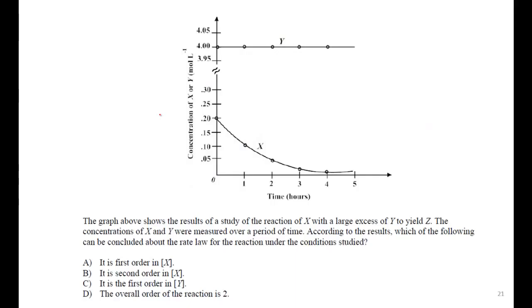All right, so let's take a look at this. This is an actual question that was on an AP test. The graph shows the results of a study of reaction X with a large excess of Y to yield Z. The concentrations of X and Y were measured over a period of time according to the results. Which of the following can be concluded about the rate law for the reaction under the conditions studied?